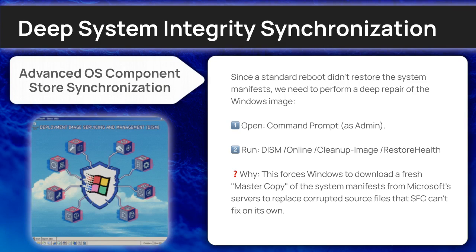Since a standard reboot didn't restore the system manifests, we need to perform a deep repair of the Windows image. First, open Command Prompt as admin. Second, you're going to type DISM /Online /Cleanup-Image /RestoreHealth, then hit enter. Why are we doing this? Well, this forces Windows to download a fresh master copy of the system manifests from Microsoft servers to replace corrupted source files that SFC can't fix on its own.